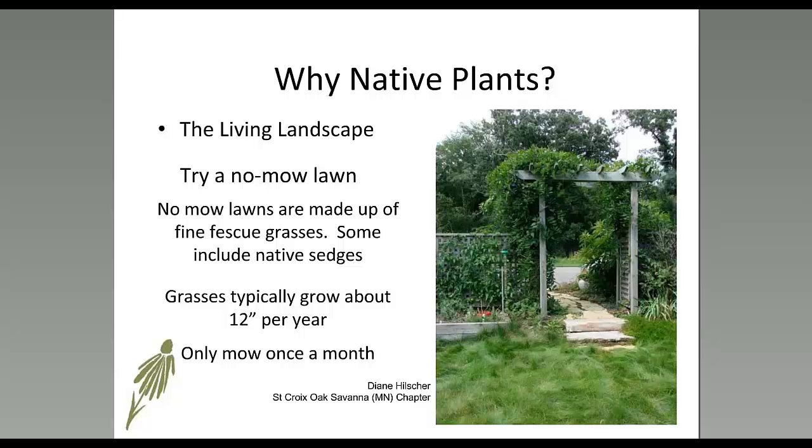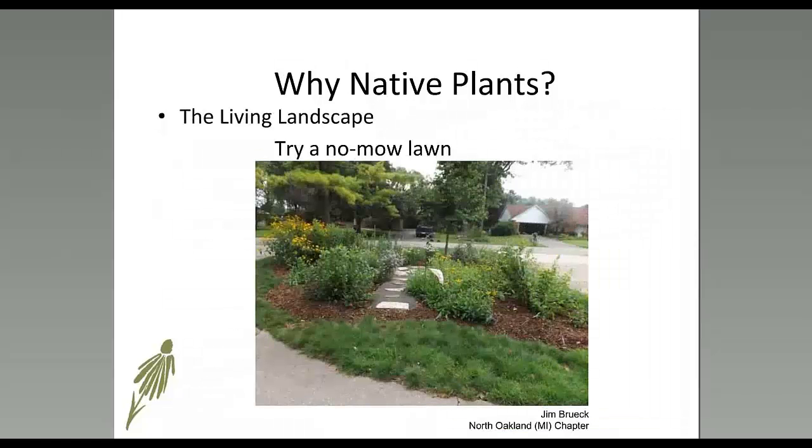If you'd like to continue to mow your lawn, and maybe keep it to a minimum height like a turf lawn, you might try using a no-mow lawn. No-mow lawns are made up of fine fescue grasses, and they thrive in sun or partial shade. Many of them are made up of almost all native grasses, but many have some non-native grasses as well. But the fact is that they grow a minimum height of 12 inches a year, and you wind up being able to get away with mowing them once a month rather than once every week or even every 2 or 3 days. So try a no-mow lawn if you're concerned about having a nice turf lawn in your yard.